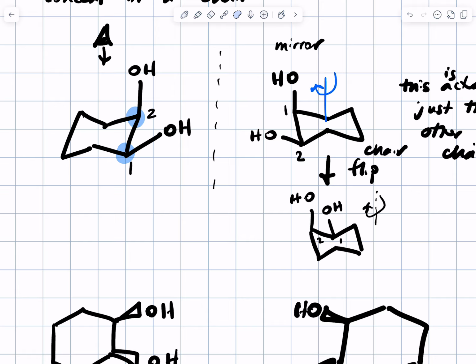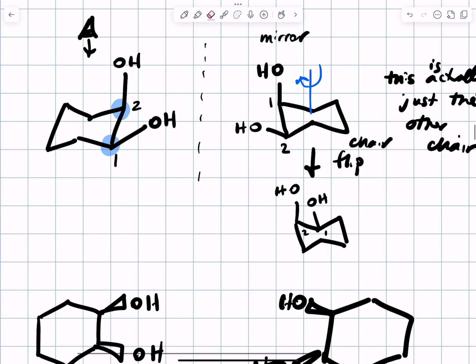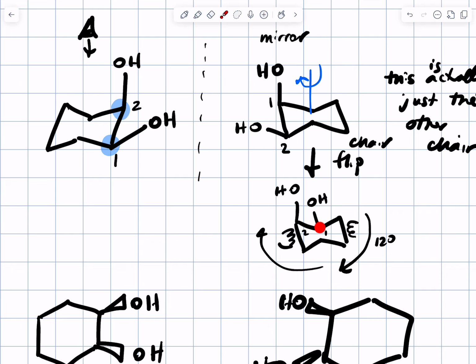Right. Are you okay on the chair flip process? Yeah. Okay, so all you need to do then is grab a hold of, that's my terrible cartoon hand, and you're going to rotate this around by 120 degrees like a steering wheel. And as you do that, carbon 1 here is going to come here, and carbon 2 here is going to come there.